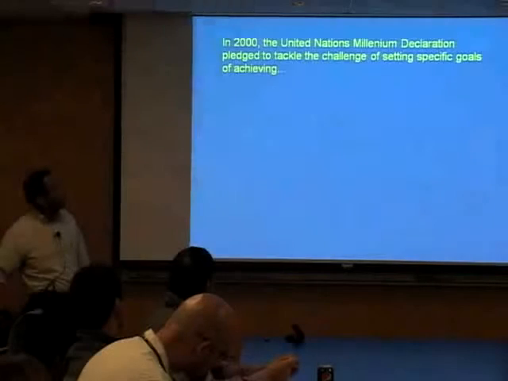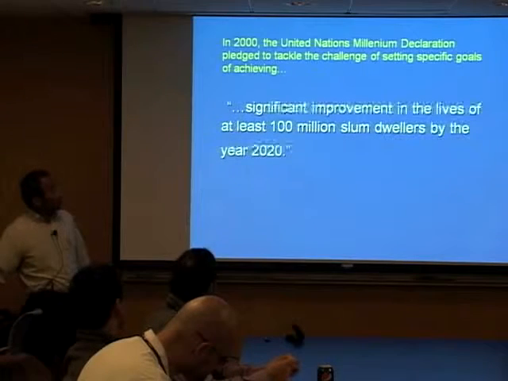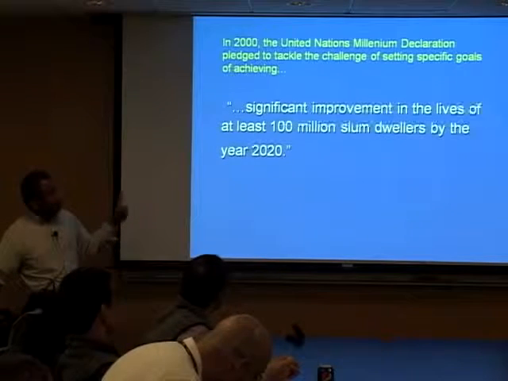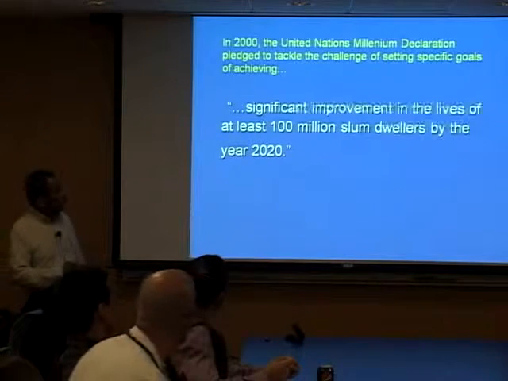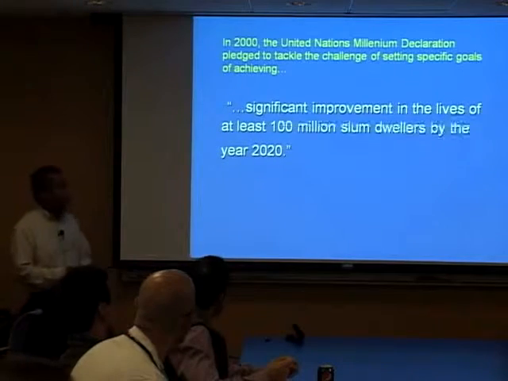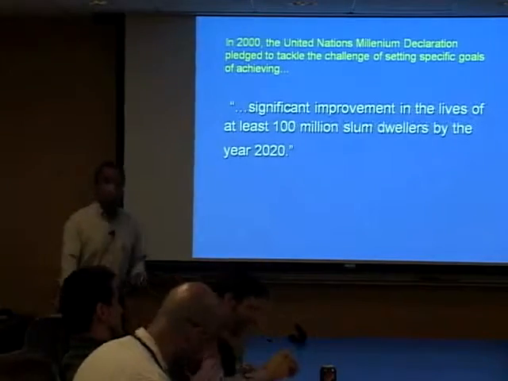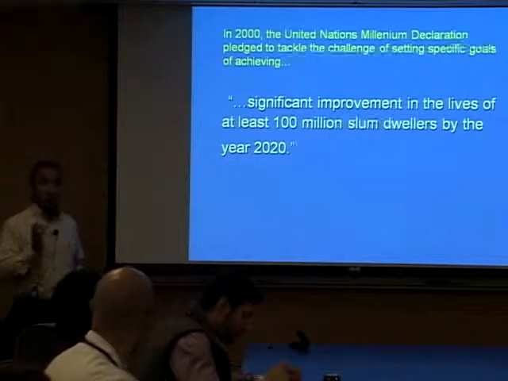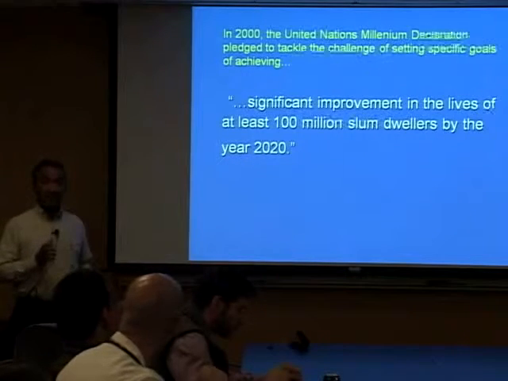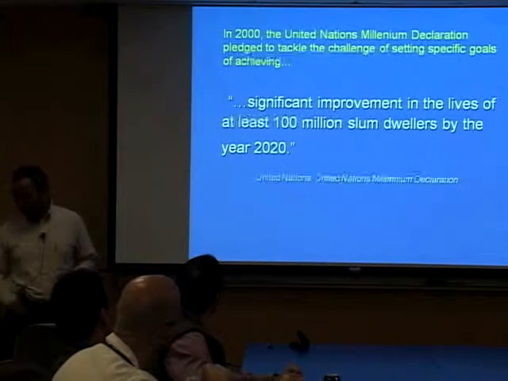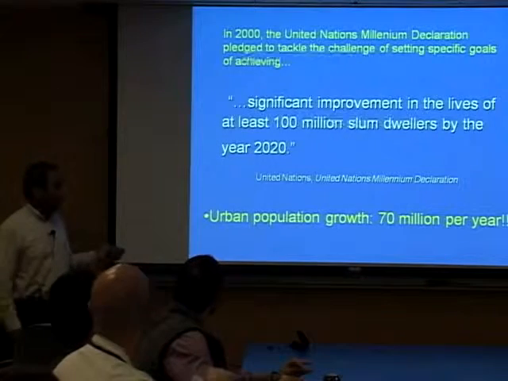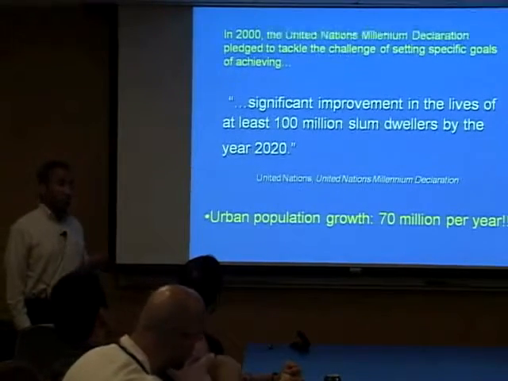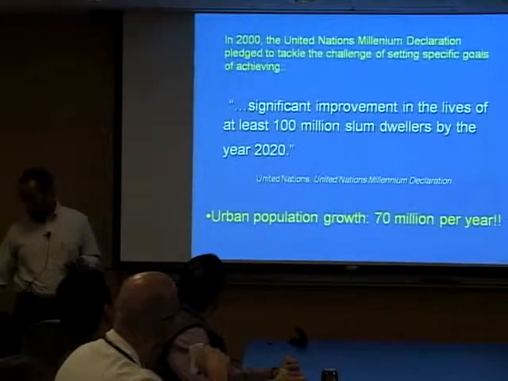burden of disease. So in 2000, the UN, as part of their Millennium Declaration, said there would be a significant improvement in the lives of at least 100 million slum dwellers by the year 2020. And that's great because this is the first time an international organization even used the word slums and recognized the existence of this population. The problem is that urban population growth is 70 million per year. So this is just a drop in the bucket, 100 million by the year 2020.